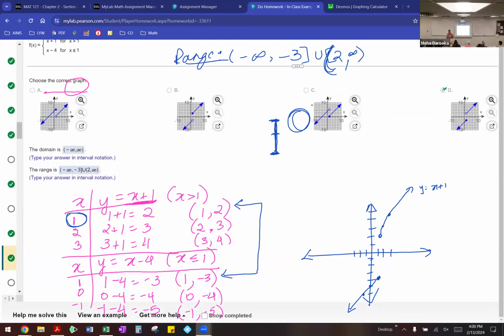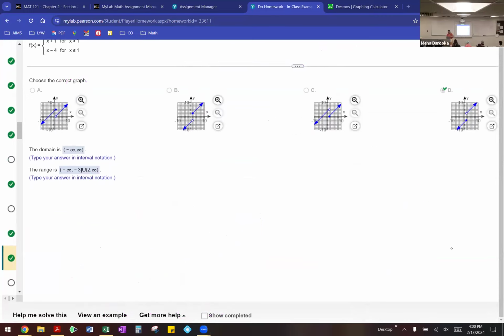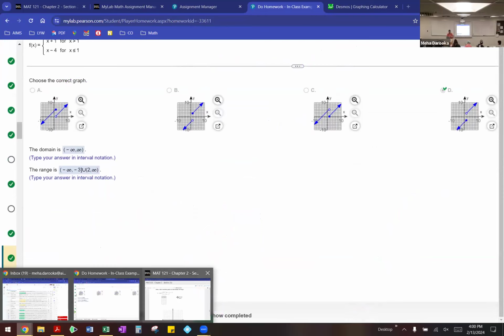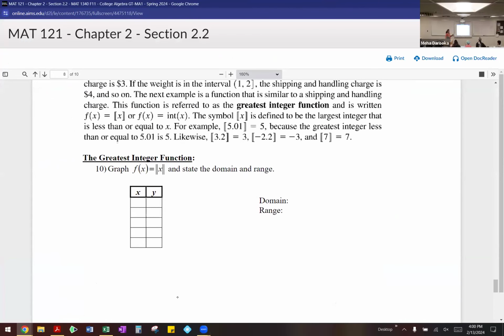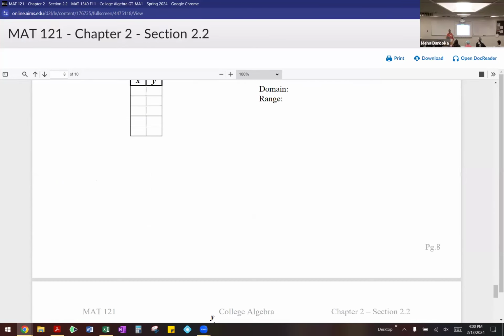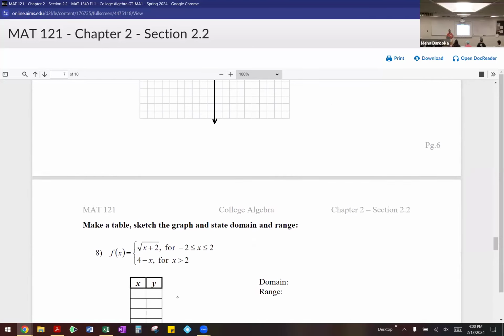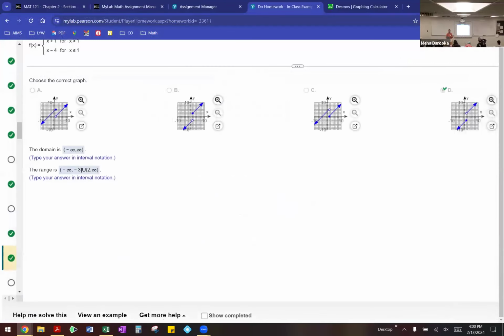So we'll pick up from here, guys. I do want to show you a couple more piecewise functions, so that you can get a little better sense of what these graphs will look like. But we're almost done with 2.2. We just have to talk about piecewise functions and then the greatest integer function, and then we'll be done with this. So let's pick up from another example of piecewise functions and we'll go from there.